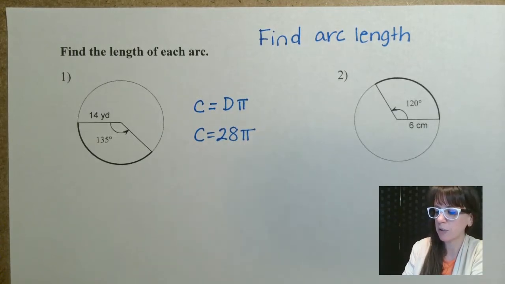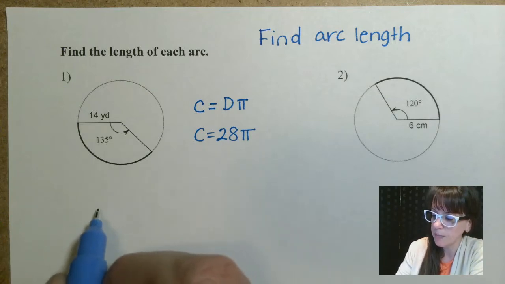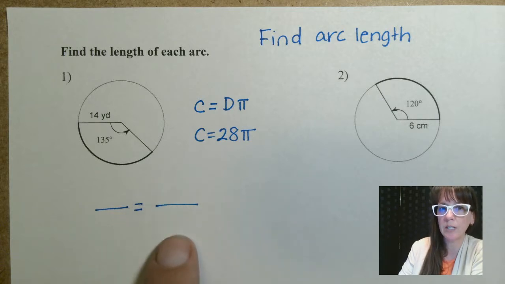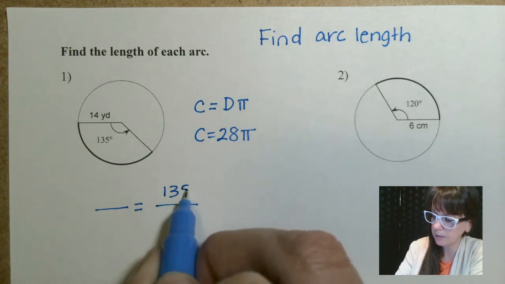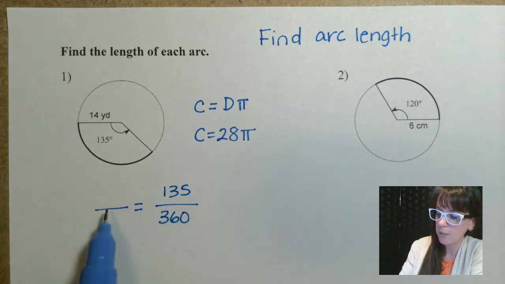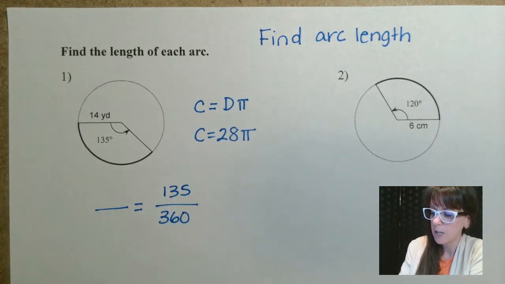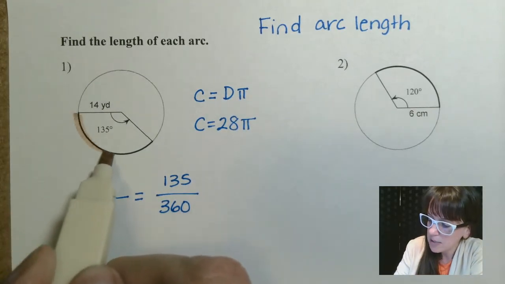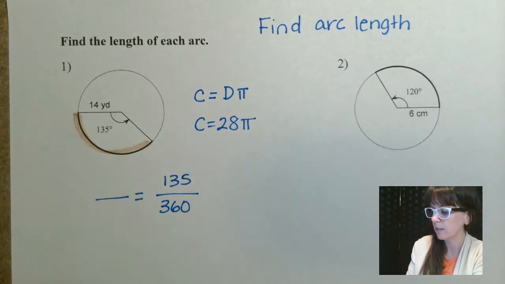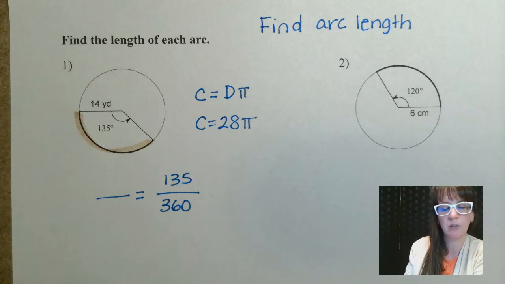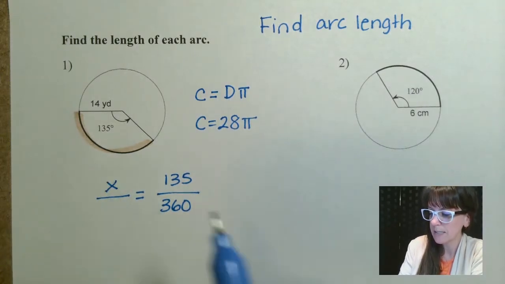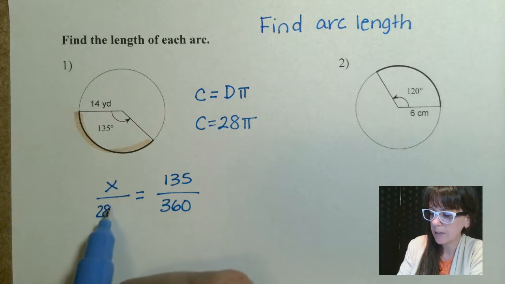Once you found your total circumference, you're ready to find your arc length. So let's go ahead and do our setup, which is part over whole equals degrees over 360. So 135 over 360. Now, the part of the circumference we are looking for, so essentially what we're looking for is this highlighted part here. And now we know it's 135 degrees because we've learned about central angles. But what we want is the actual dimensions, so the length of it. That's going to be our x. And our whole circumference is 28 pi.